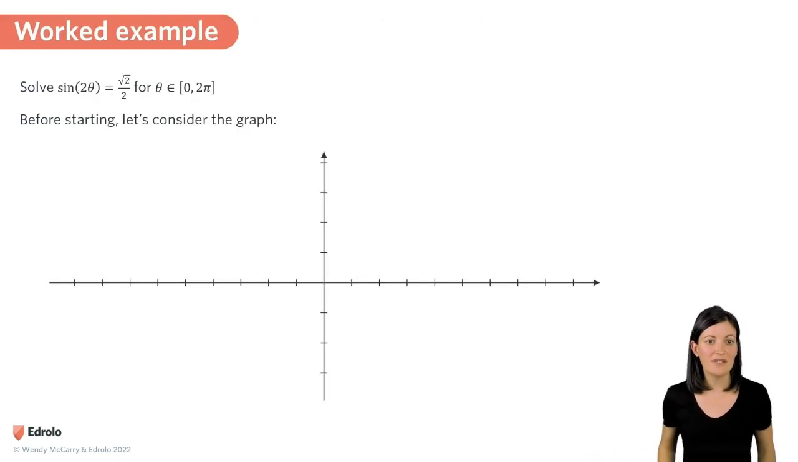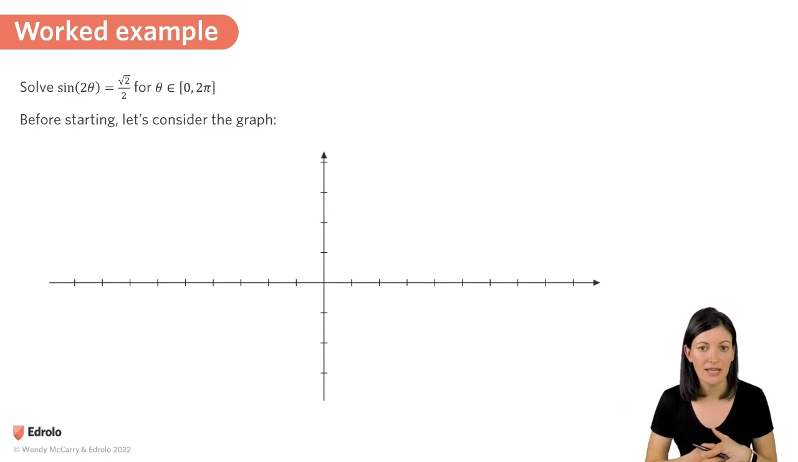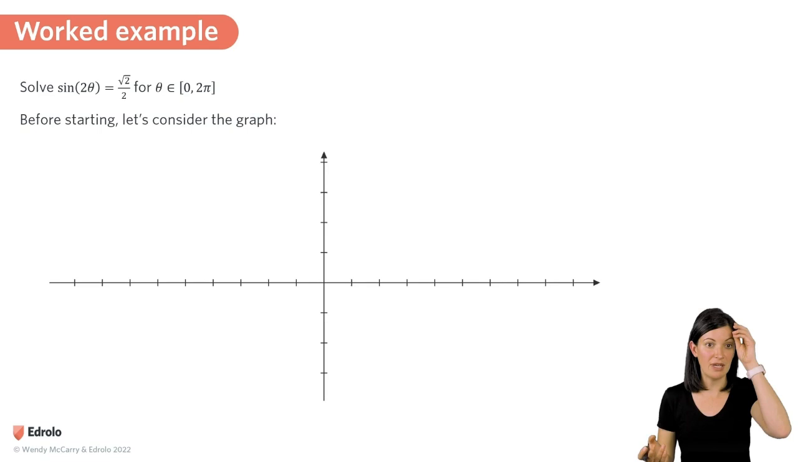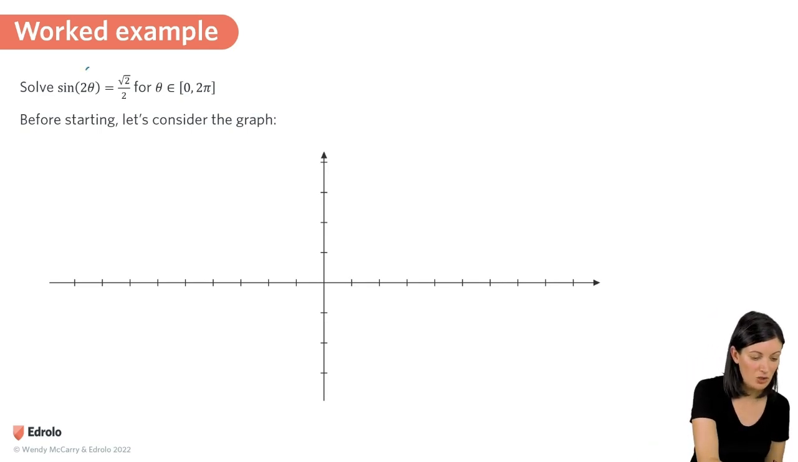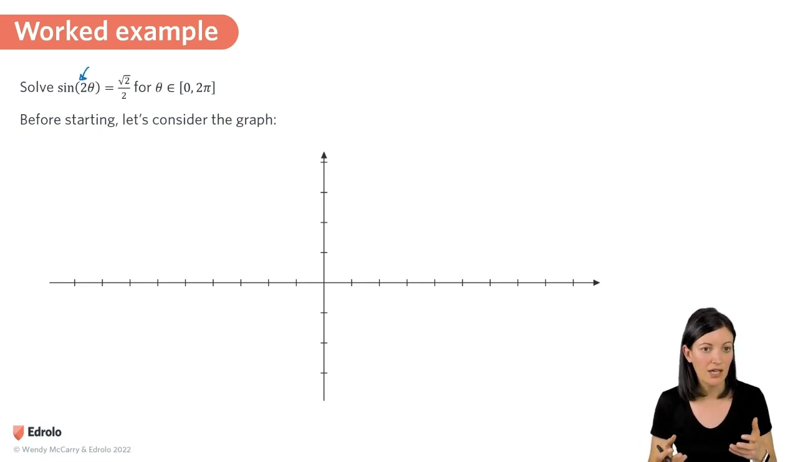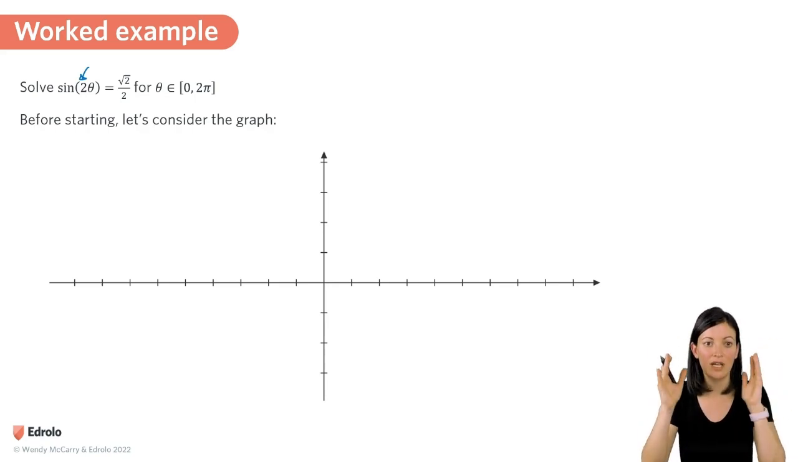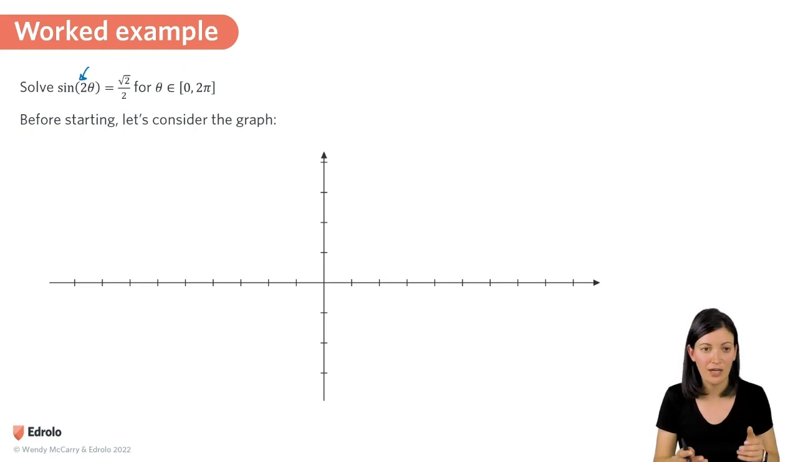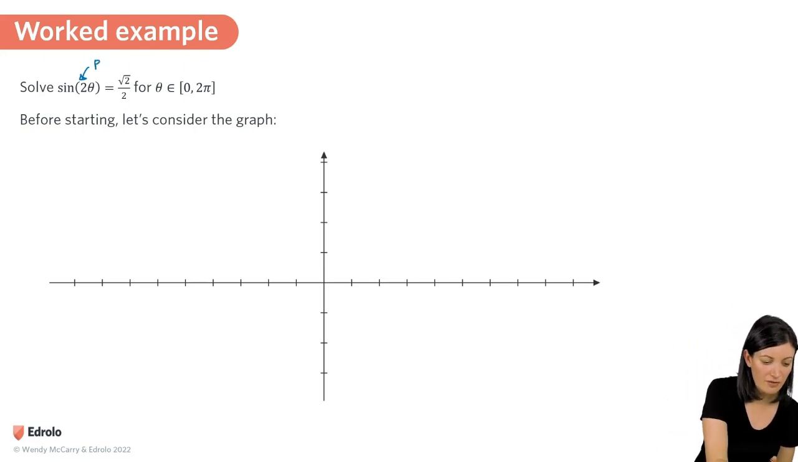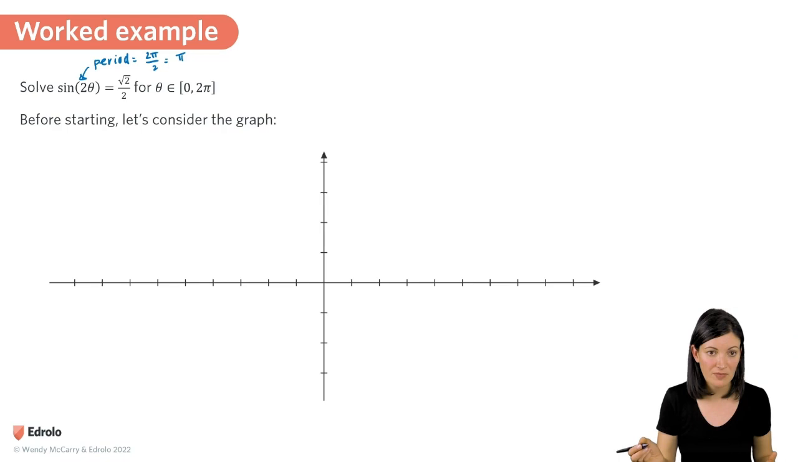Okay, so here we have: solve sine of 2 theta equal to root 2 on 2, between 0 and 2 pi. Now, before we go into solving something like this, we're just going to take a look at what this means. So remember, now that we have 2 theta here, that affects our period. If we think back to the graph of sine of 2x or 2 theta, the period of this graph is actually 2 pi divided by 2, so it's pi, okay?